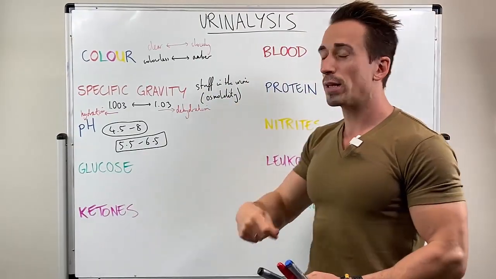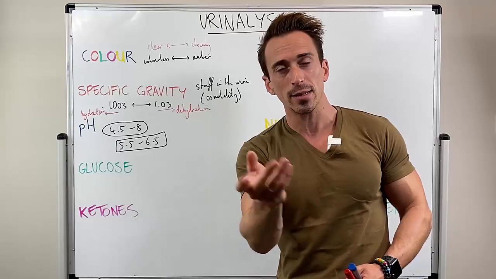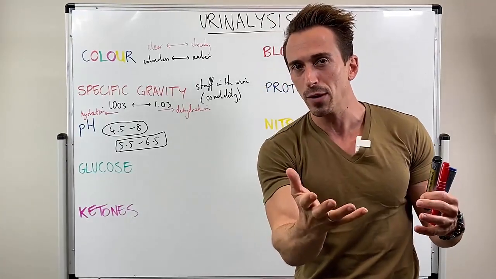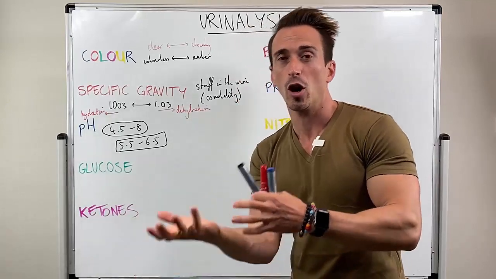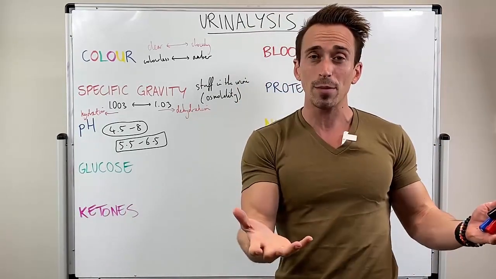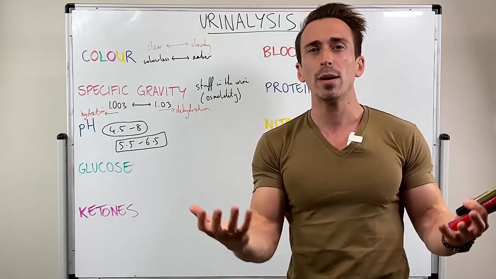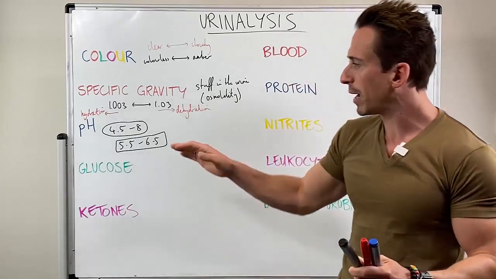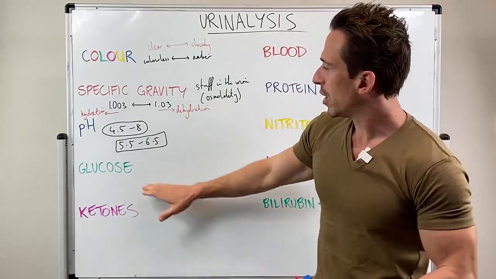Now, if the urine is more basic, it could be an indication that there's bacteria present that eat up or split the urea. So a UTI could be an indication of an alkaline-based or a basic urine because it's breaking up that urea. But it could also be an indication of a number of other things, like I said, food, for example. So pH, again, just an indicator.